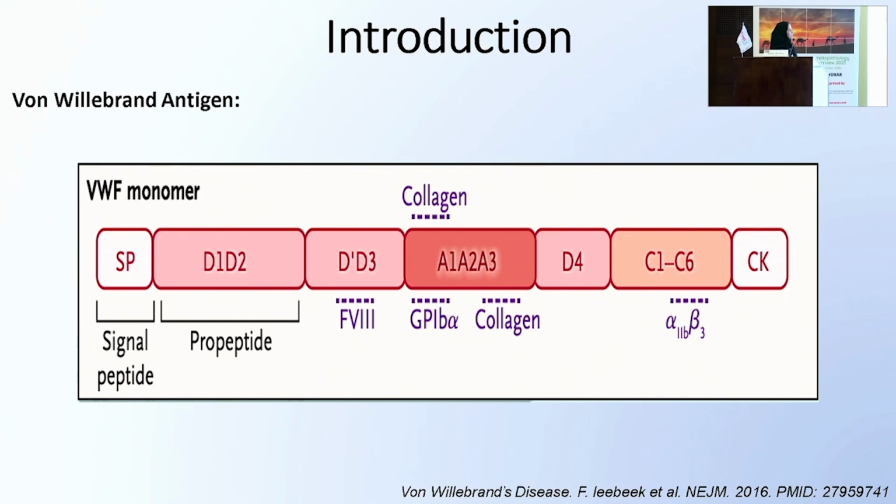Now, looking at a von Willebrand monomer, it has many domains that interact with different proteins, including D'D3 that interacts with factor VIII, and the A1 domain that interacts with glycoprotein 1b alpha of the platelets, ristocetin, and collagen. Collagen also has another binding site at the A3 domain, and alpha-2b beta-3 integrin of the platelets binds at the C4 domain. So it has multiple binding proteins.